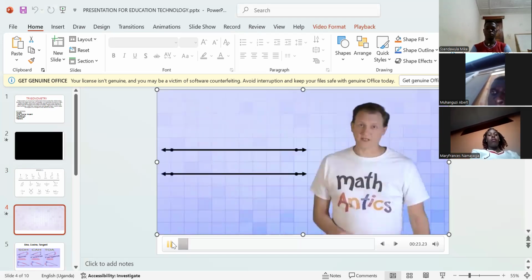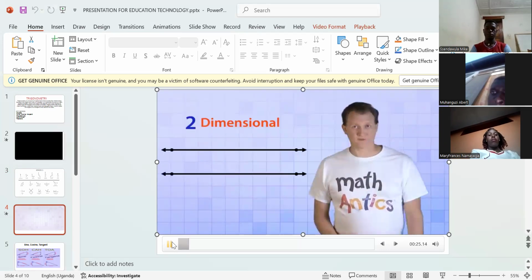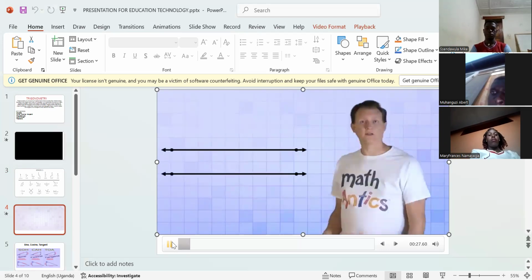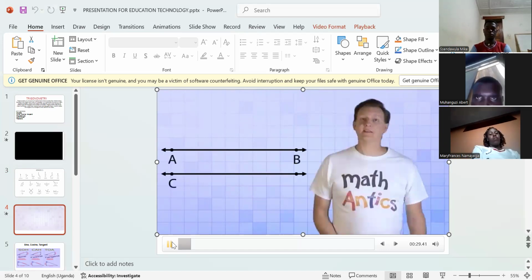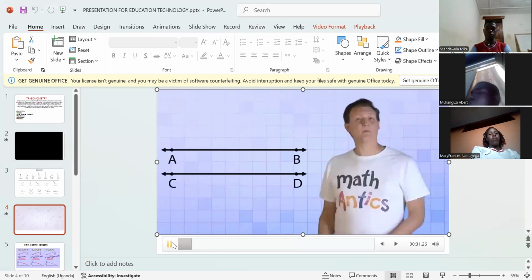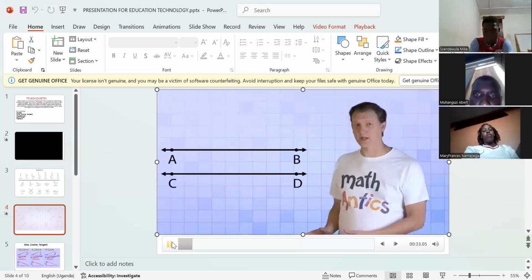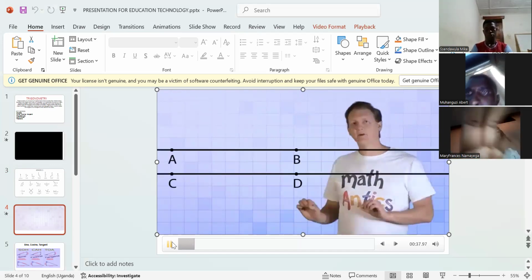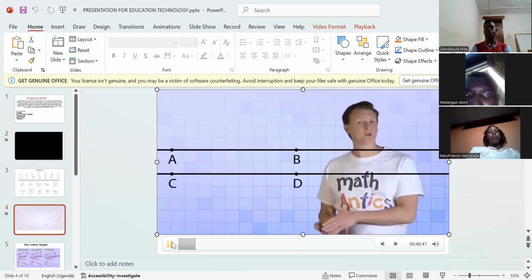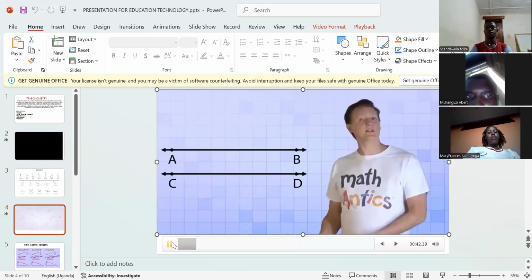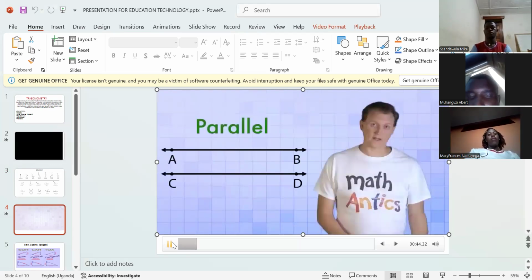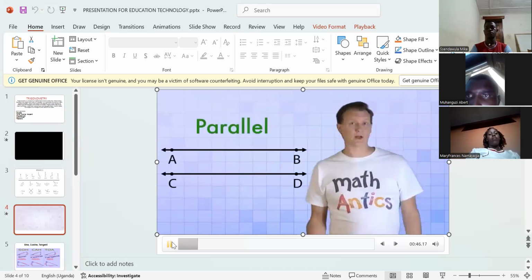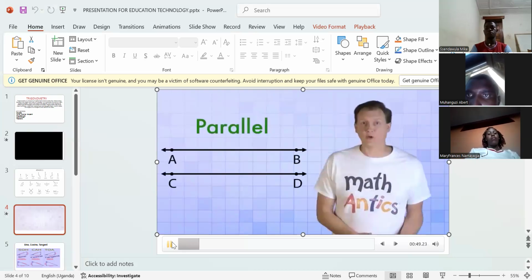We're only going to be dealing with two-dimensional geometry in this video. These lines are conveniently called line AB and line CD. Now, the important thing to notice about these two lines is that they're pointing in exactly the same direction. So even if we extend them forever, they would never cross or even get closer together. When two lines are arranged like this, we call them parallel. Now, you've probably heard the term parallel before, like parallel parking or a parallel universe or parallel bars.